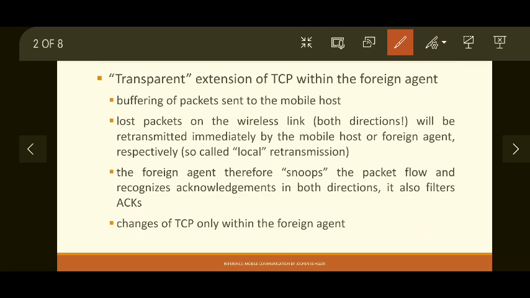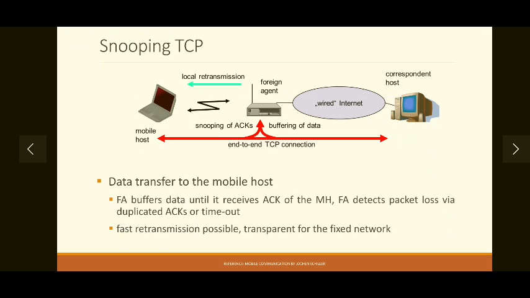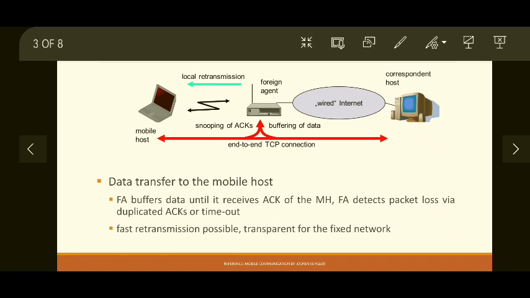So let's see the working of that. This is the scenario. You can see the correspondent host here. It is initiating a transmission because we are considering the first case, data transfer to the mobile host from the correspondent host. Host and node are one and the same thing. The packets travel through the entire wired internet and reach the foreign agent. The foreign agent buffers these packets and allows them to go towards the mobile host. So the connection is not broken by the foreign agent. The FA buffers the data until it receives the acknowledgement of the MH.